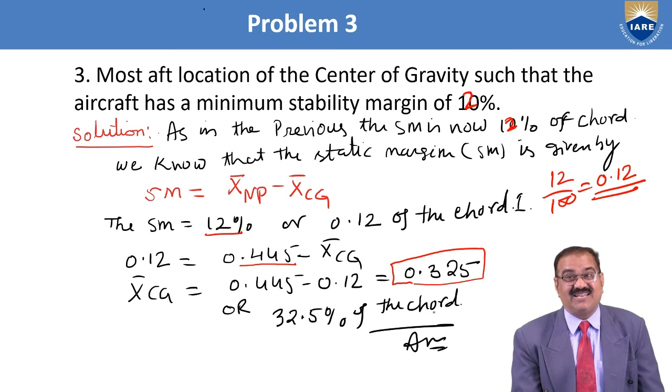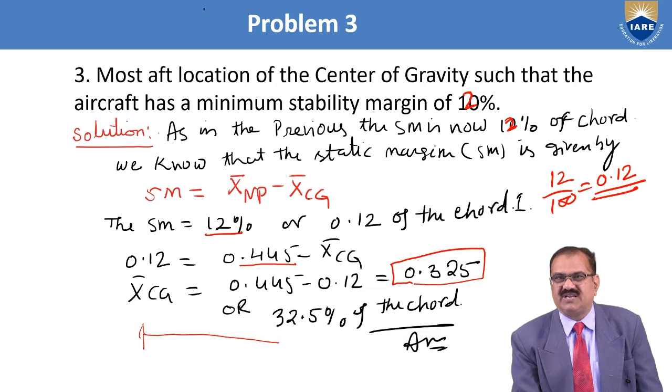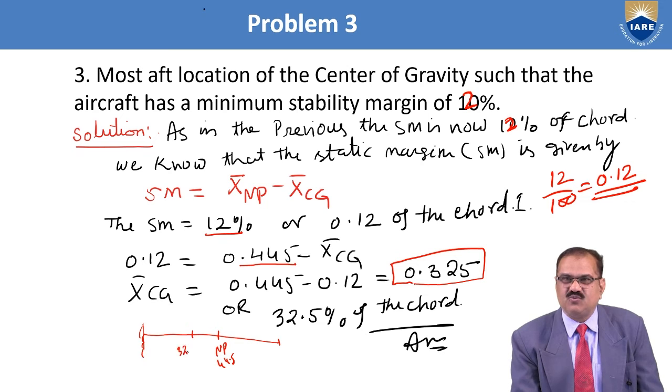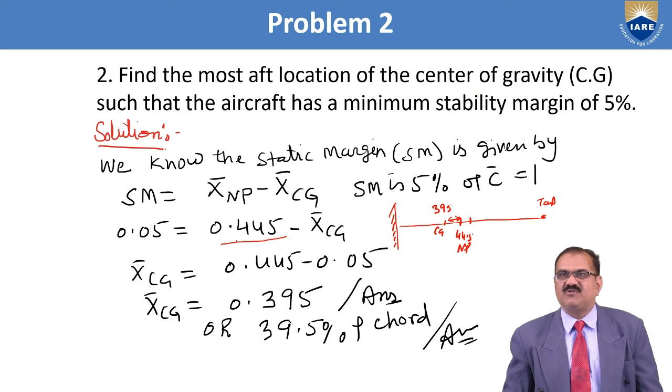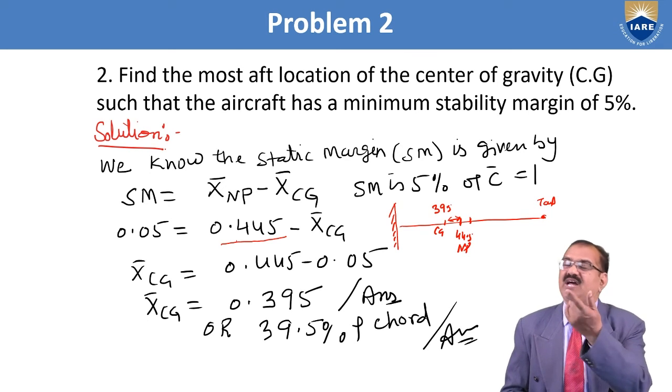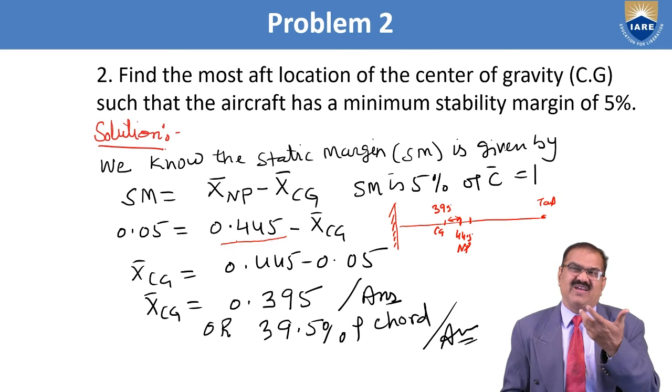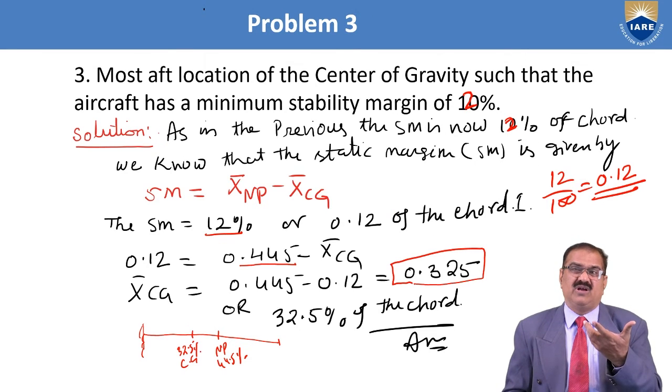So if you see the previous one and this one, I am just writing here: this is the nose, this is the tail, this is the NP. NP is at 44.5. So this CG is at 32.5. This is the CG location, and this is the 44.5. In the previous case, it is 39.5. It means it is very close to the neutral point. This much closeness is not very good.